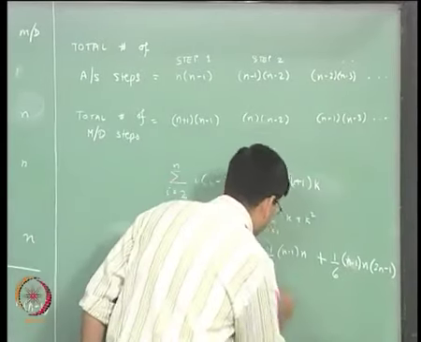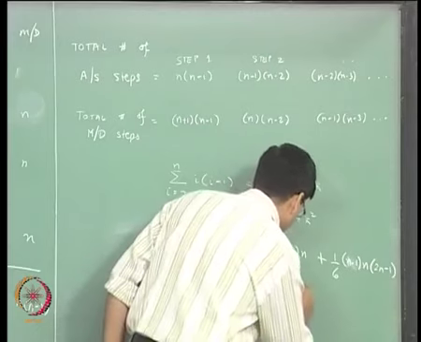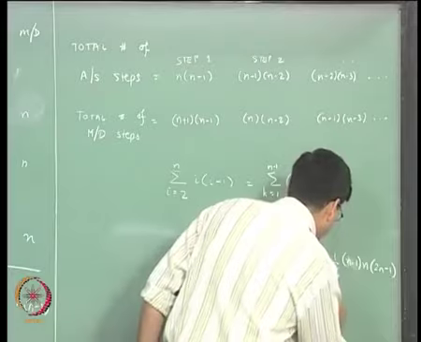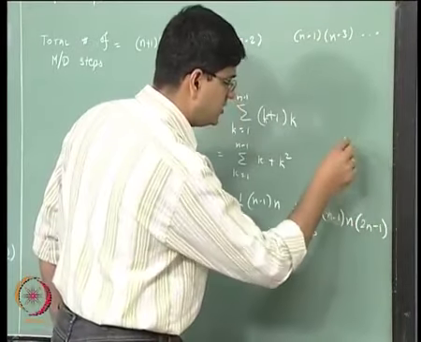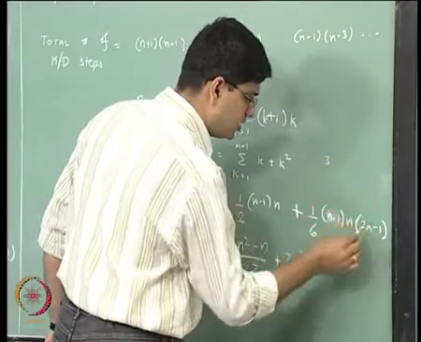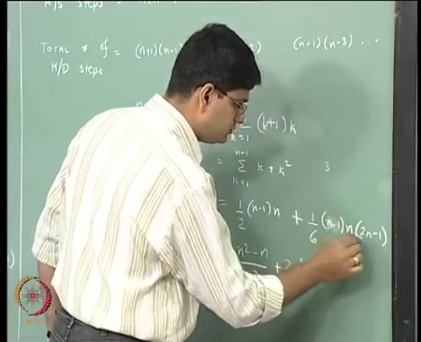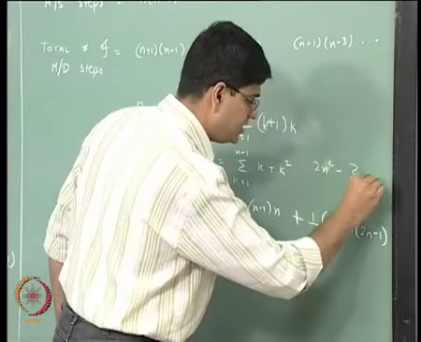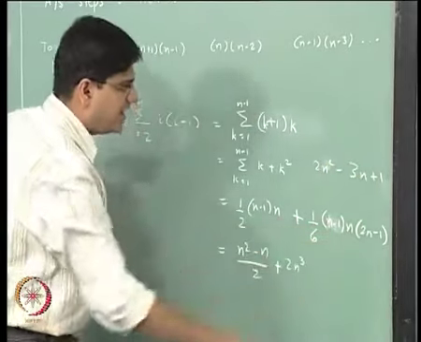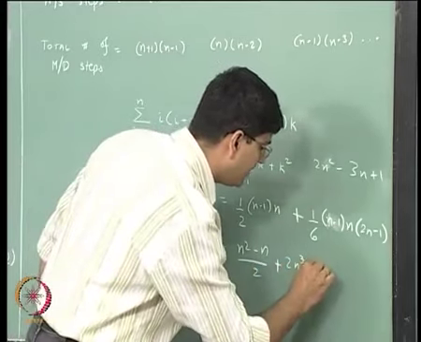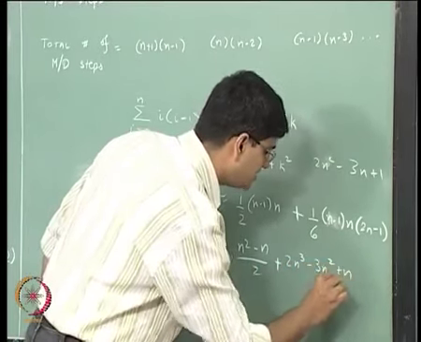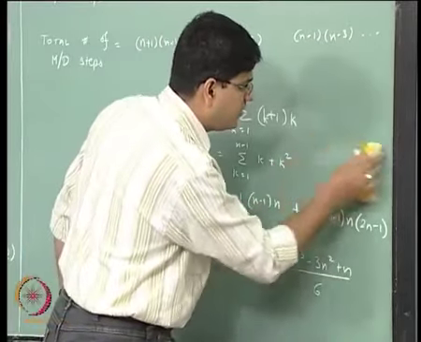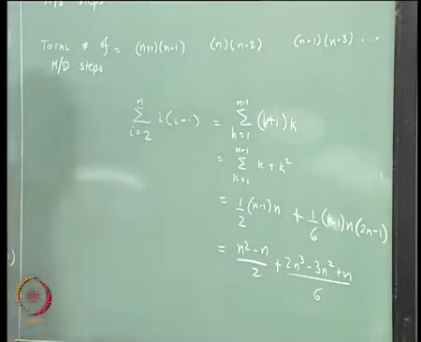We can write this as n squared minus n by 2 plus the other term. So n minus 1 times 2n minus 1 is going to be 2n squared minus 3n plus 1, multiplied by n, which is 2n cubed minus 3n squared plus n, divided by 6. So these are going to be the number of addition subtraction steps.